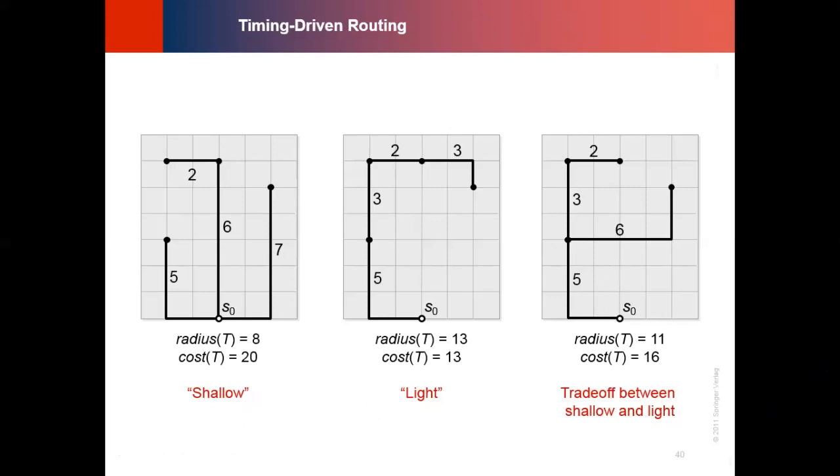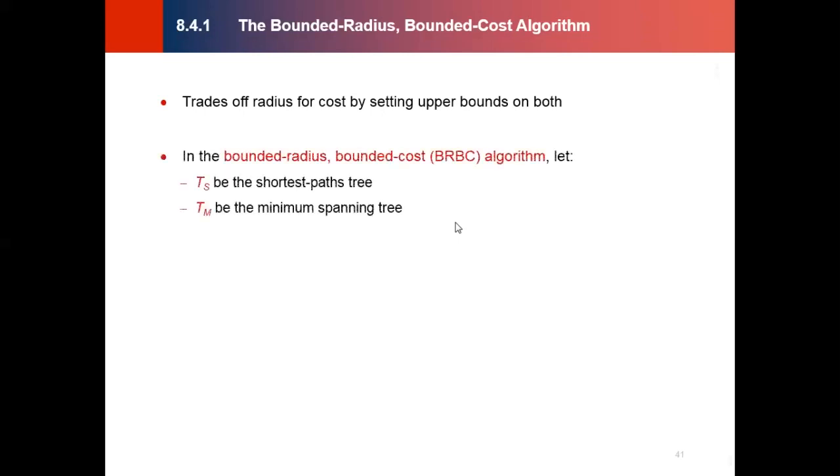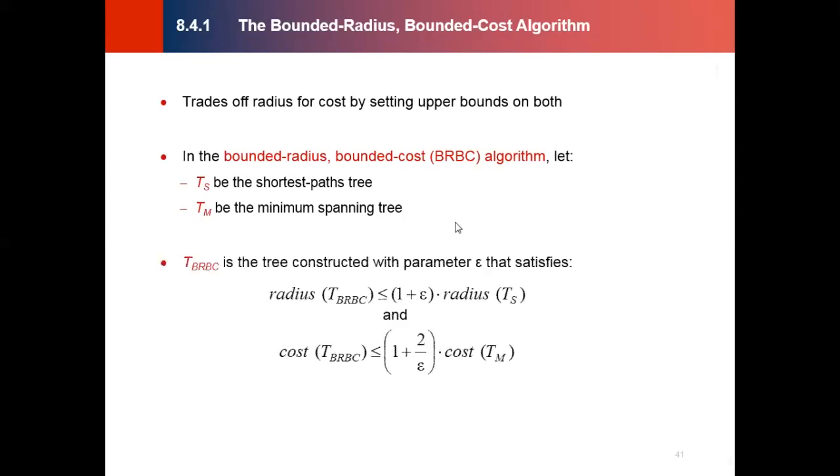So we will have an algorithm which is called the bounded radius and bounded cost algorithm. It is also called the BRBC algorithm. In this BRBC algorithm, we trade off the radius for cost by setting upper bounds on both of them. Let TS be the shortest path tree, let TM be the minimum spanning tree. So BRBC is the tree which is constructed with parameter epsilon.